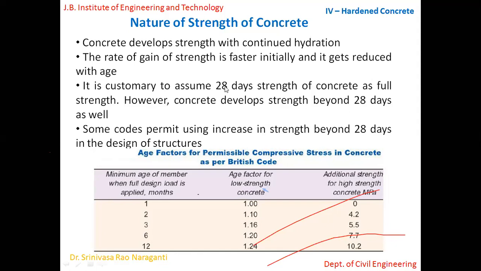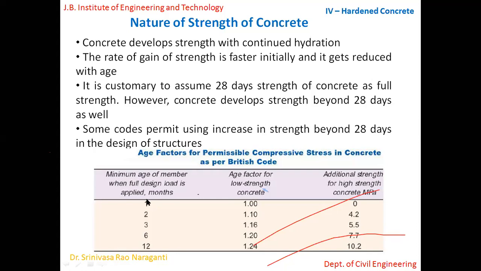But there are some codes that allow, because you're not taking 28 days strength, you take more strength at more days. That's why instead of taking 20, you take 22, you take 25. Like that, there are some codes that are allowing. For example, I'm putting one such code here. It's a British code. So if you look here, the minimum age of member when full design load is applied, in months. Example, say 1 month.